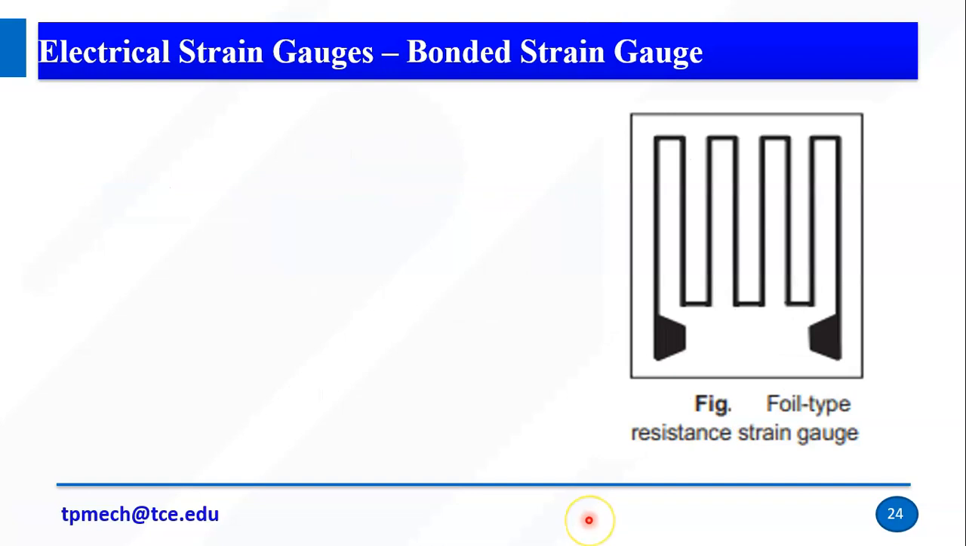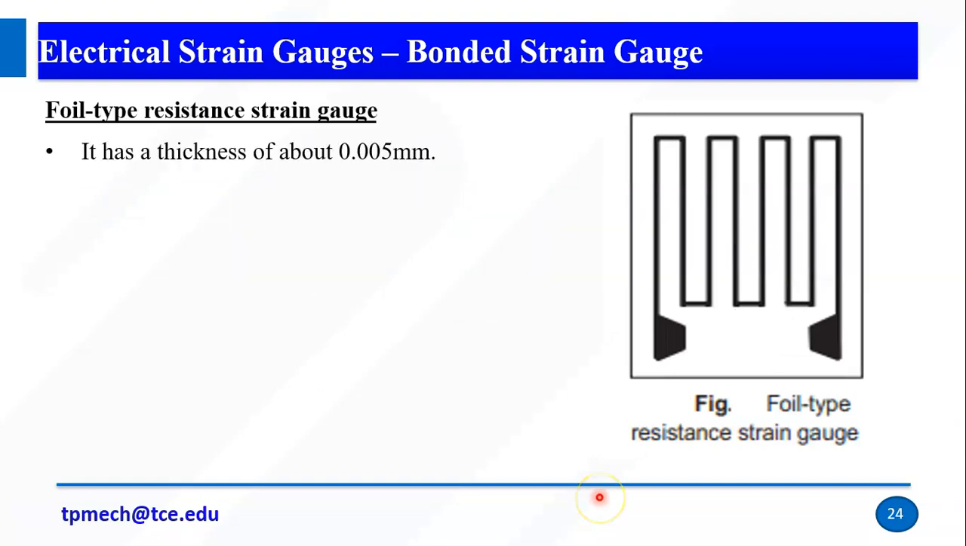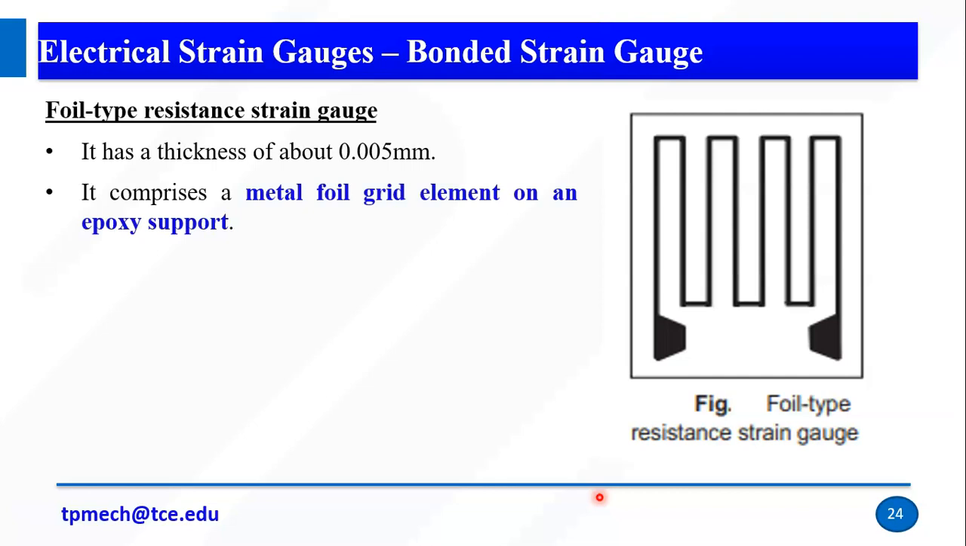So the second type is foil type. Right, so foil type has a thickness of about 0.0025 mm, 0.005 mm. It comprises of metal foil grid element on the epoxy support. Epoxy, in the sense, is one of the composite materials. So it is like a metal grid, foil grid. So instead of wire, it is like a thin structure of metal foil. It comprises of metal foil grid elements on the epoxy support.